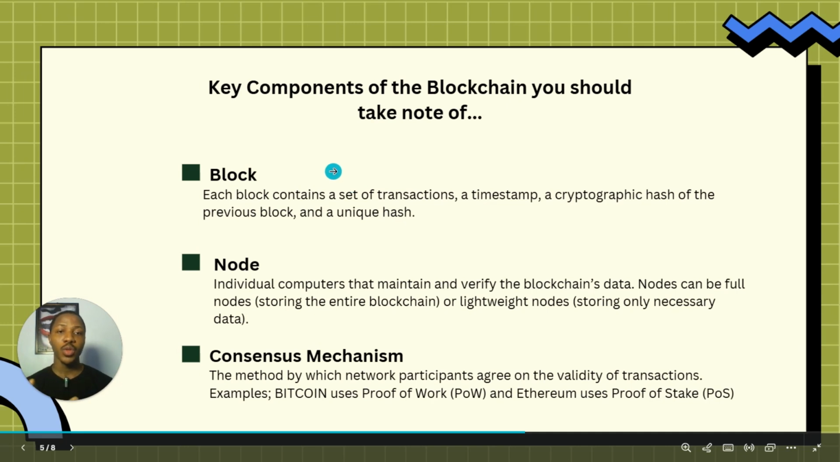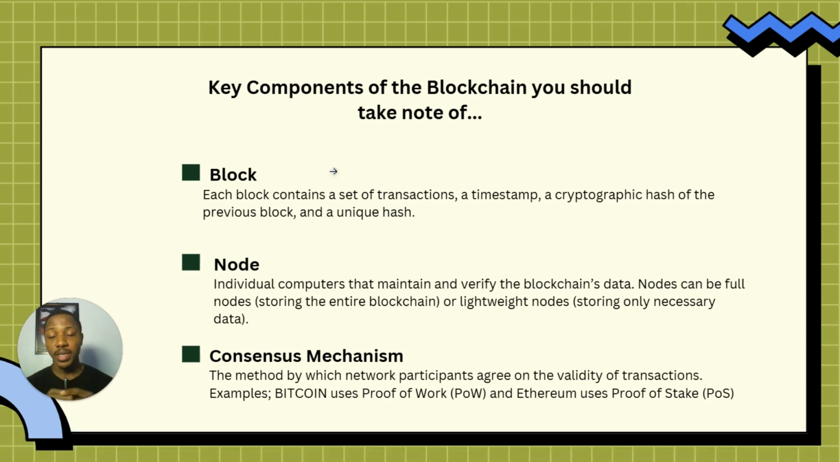Okay, before we go into using a transaction as an example of how the blockchain works, let's look at the key components of the blockchain you should take note of. Number one, we have the block. Each block contains a set of transactions, data, information you add on this block. And when this block is created, it's linked to the chain. Once it's linked, you can't edit it out. It's tamper proof.